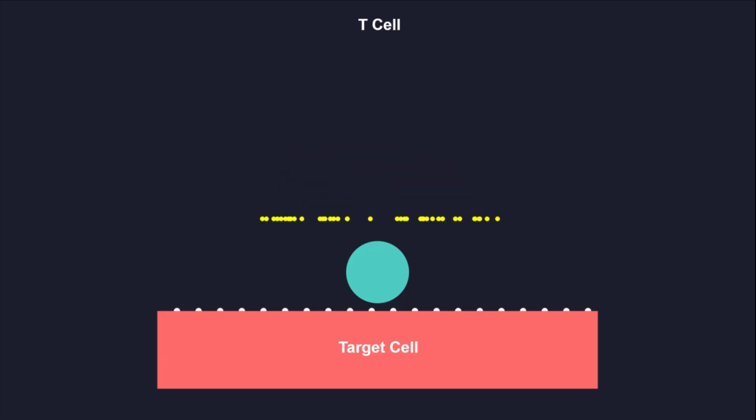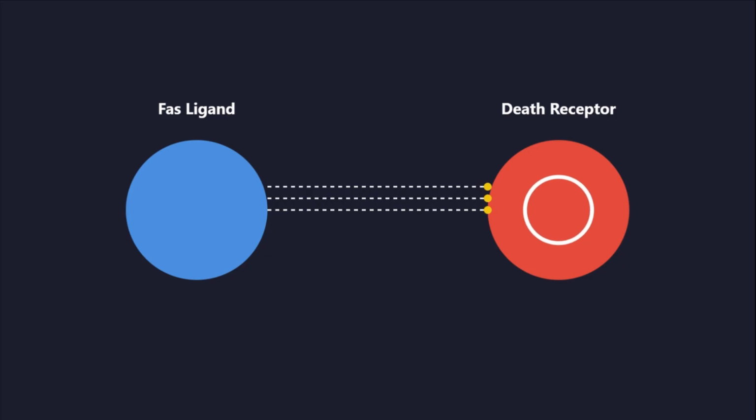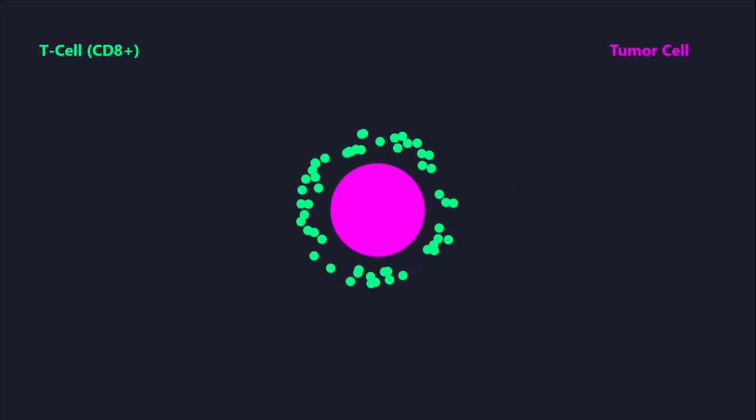The activated T cell releases perforin, which inserts into the target membrane to form pores, and granzymes, which enter through these pores to initiate the programmed cell death cascade. In addition to granule release, the T cell expresses surface molecules like FasL that bind to death receptors on the tumor cell, providing a secondary mechanism for inducing apoptosis.